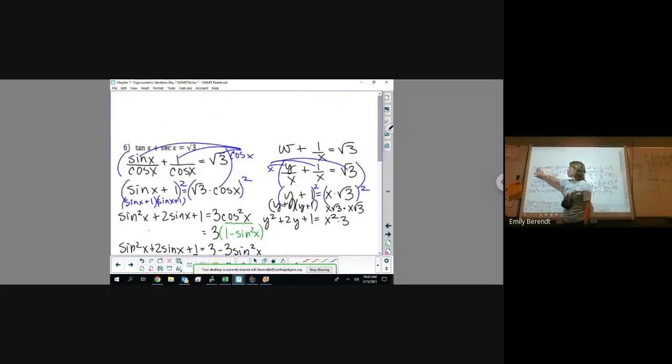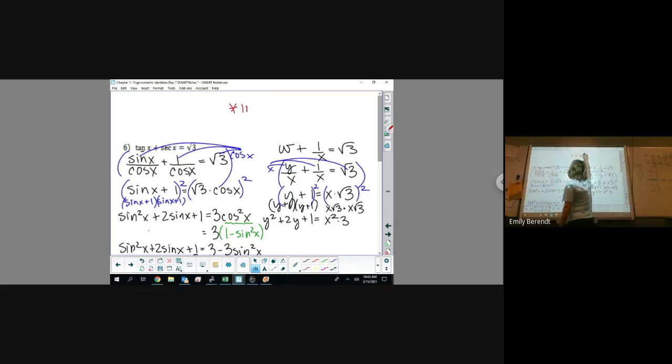So the original problem, what was the highest power? A 1. You had tangent of x and secant of x both to the first power. When we multiplied by cosine and then squared it, what did we do? We increased the power to have powers of what? 2. I would make a note. If you increase the power of the problem, check for extraneous solutions.